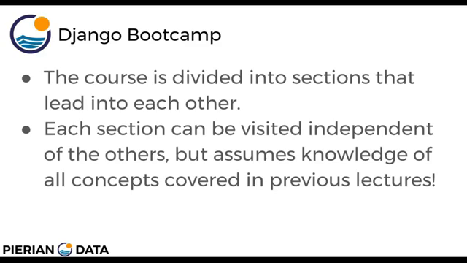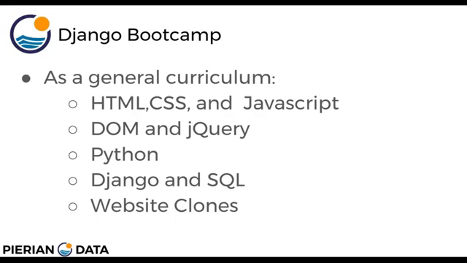This course is divided into sections that lead into each other. Each section can be visited independent of the others, but they also assume knowledge of all the concepts covered in previous lectures. As a very high-level overview of the general curriculum, we first talk about HTML, CSS, and JavaScript, and then we continue talking about the document object model and jQuery, and that's really the front end half of the course. Then the second half of the course discusses the Python programming language, how to work with Django and SQL, and then after that we have website clone projects.